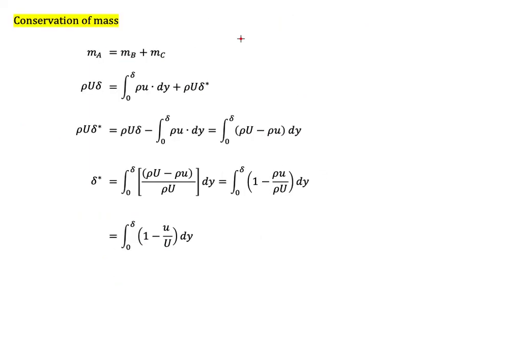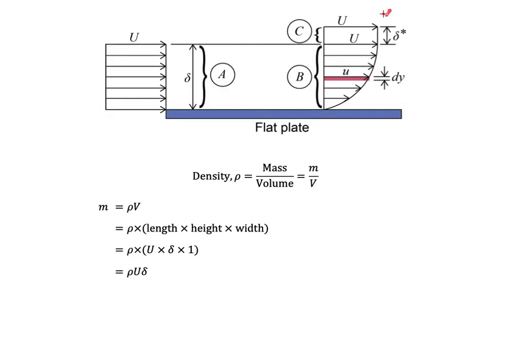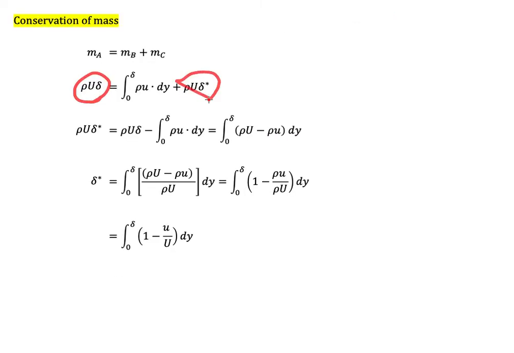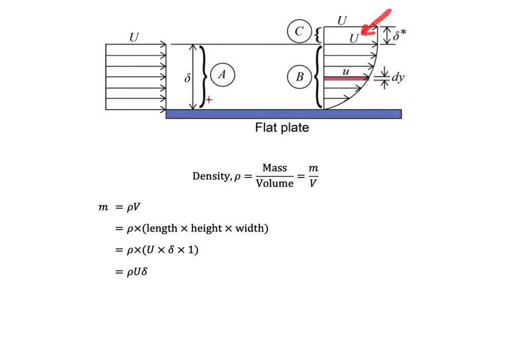Okay, we could calculate like this one. So we have A is rho U delta, and MC here is very simple because it is a rectangular, so we could write it as rho U delta. But for MB here, it's a little bit challenging because the shape is not a common shape, so we need to calculate by using the idea of integration, integral.